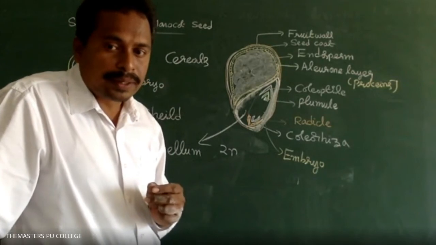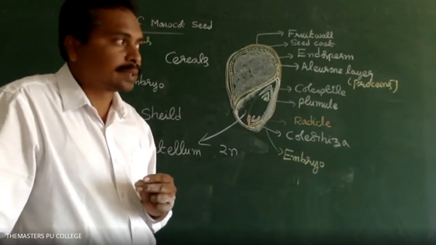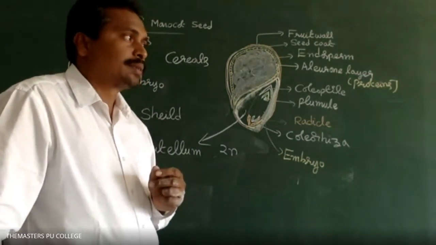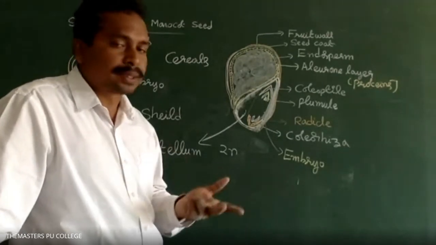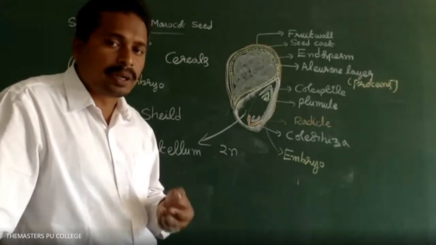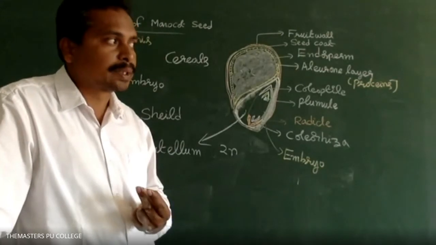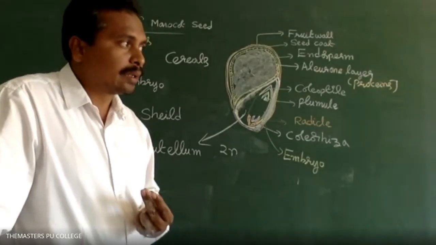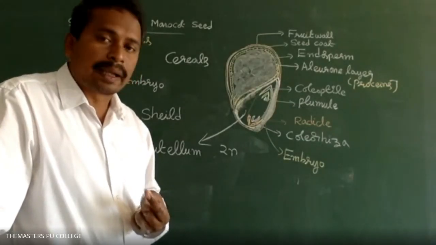Non-endospermic. All dicots are non-endospermic seeds? Not all the dicots. Some of the dicots are endospermic and some are non-endospermic. For example, an endospermic dicot is the castor.